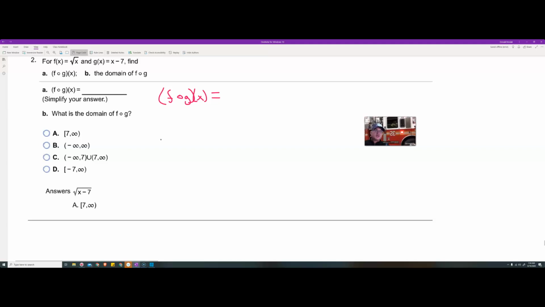So the inner function here is g. That's this function right here. And the outer function is f. So what it means is I'm going to take this green expression and put it wherever there's an x in the outer function. So that would look like square root, but instead of writing an x, I write x minus 7.